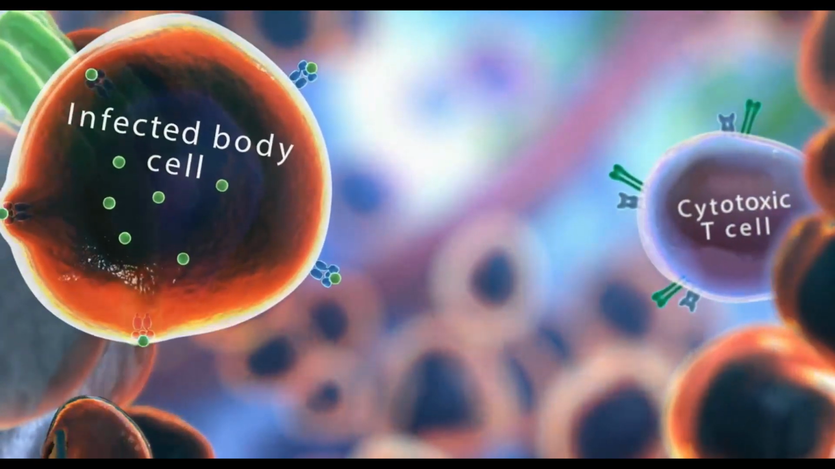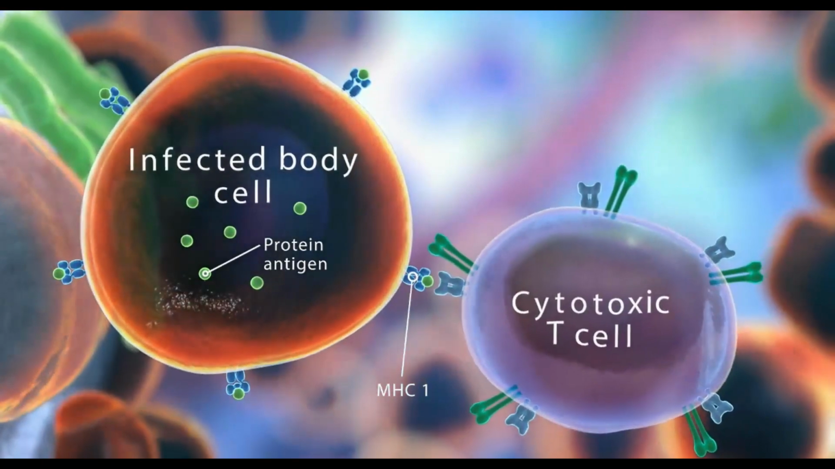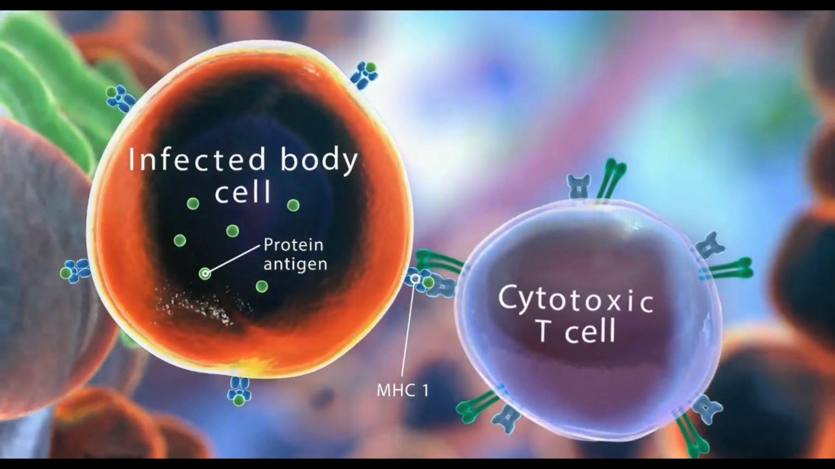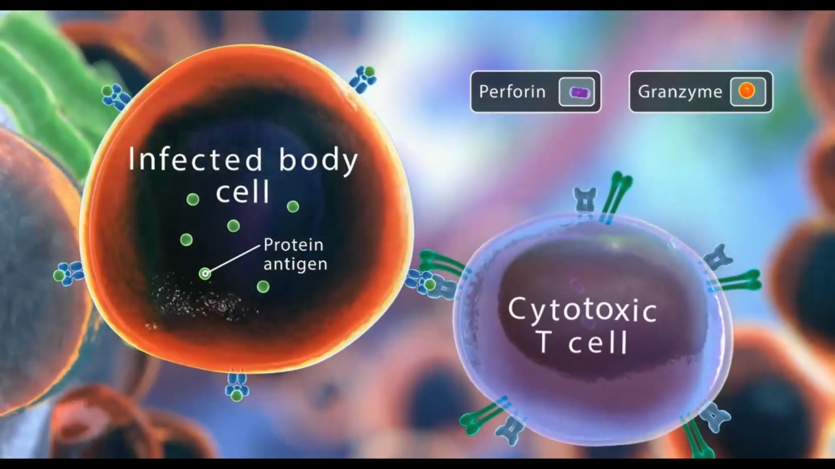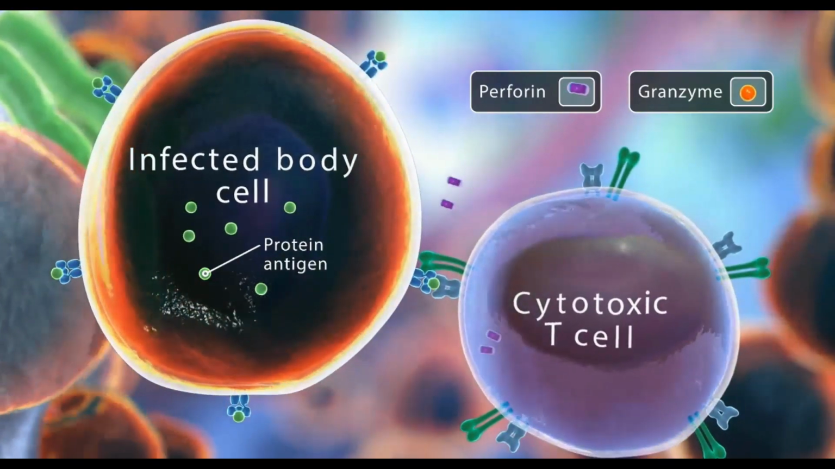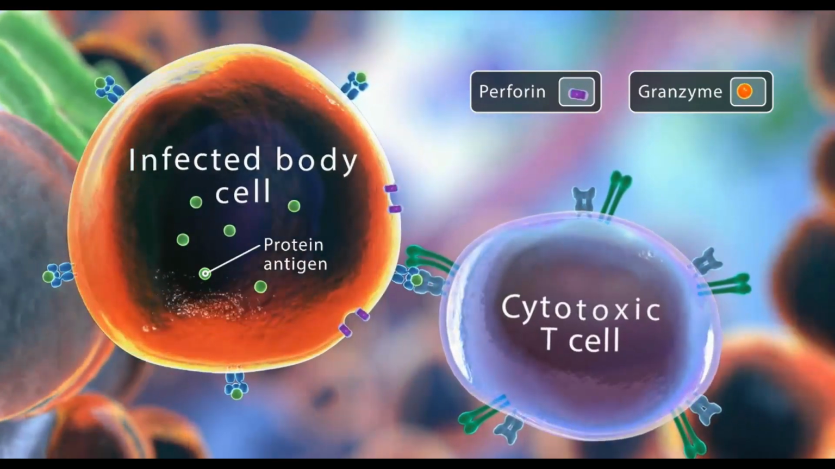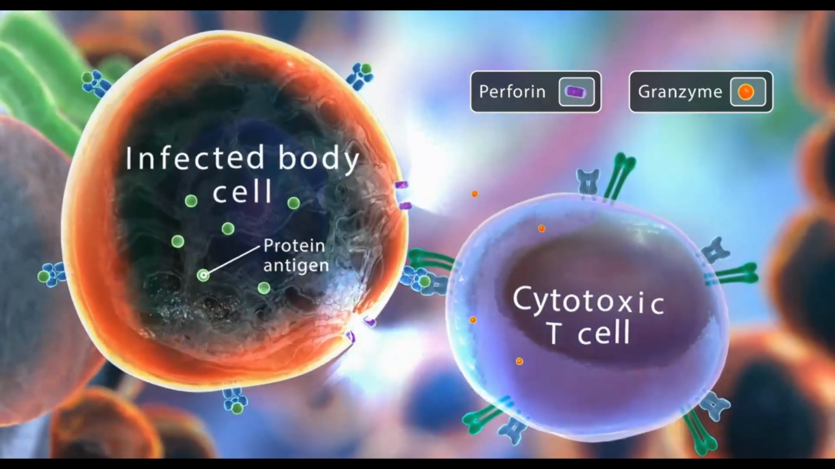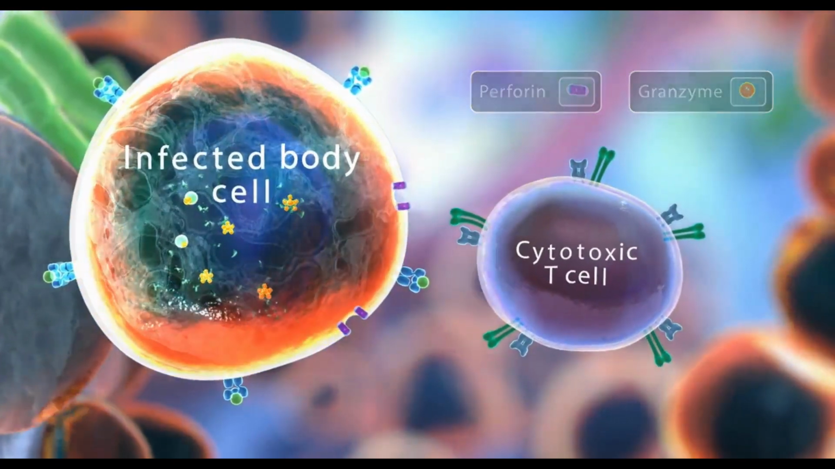When a cytotoxic T cell is activated by the actions of APCs and helper T cells, it recognizes the MHC1 complexes on the infected body cell's surface. Cytotoxic T cells then release two molecules, perforin and granzyme, in order to destroy the infected body cells and the pathogens that infect them. Perforin creates pores in the target cell membrane. The pores allow extracellular fluid to enter the cell, causing it to swell and potentially rupture the cell membrane. Granzyme then enters through the pores and causes the degradation of its proteins to ensure cell death.